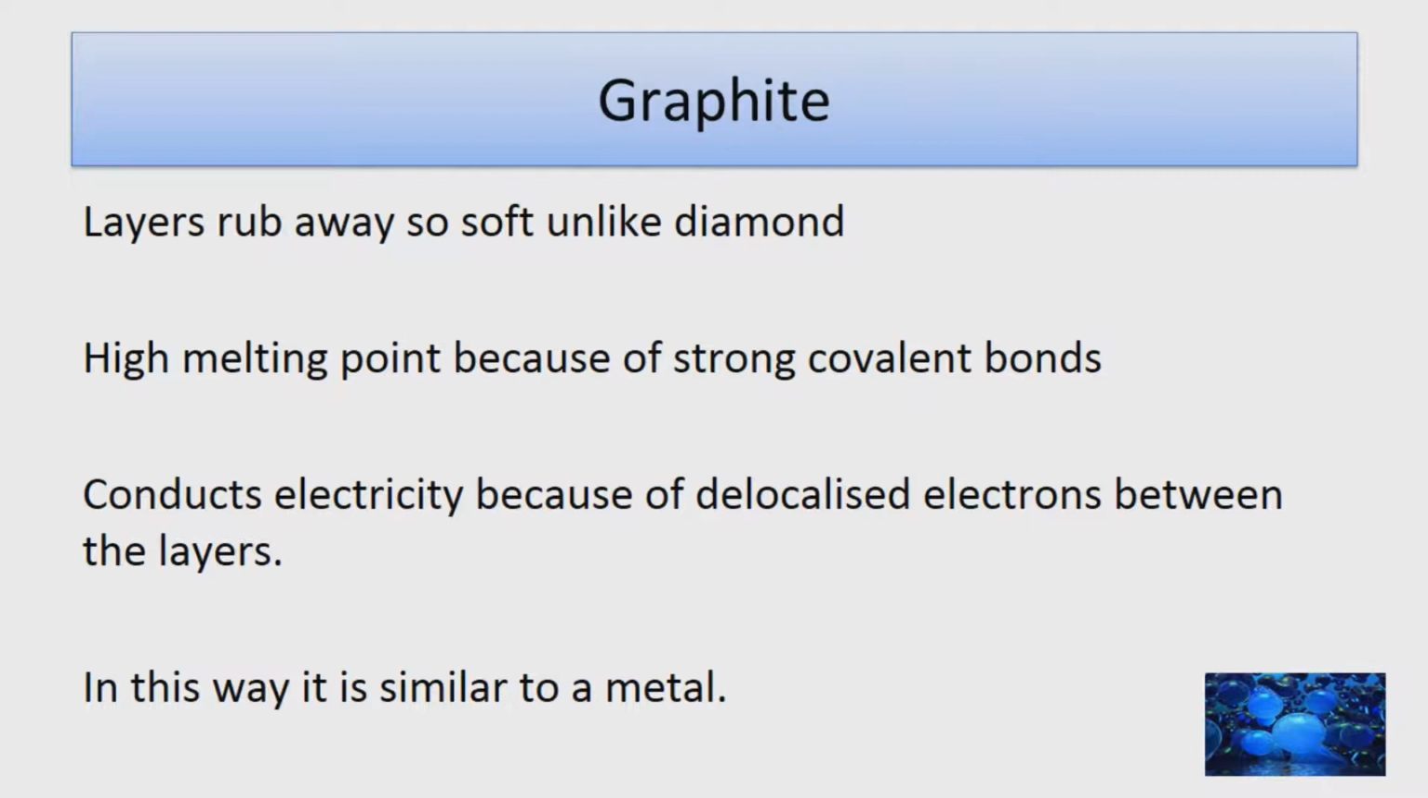So graphite has a very high melting point because of strong covalent bonds, but it will conduct electricity because between the layers you get delocalized or free electrons to carry the charge. In this way, it's very similar to a metal.